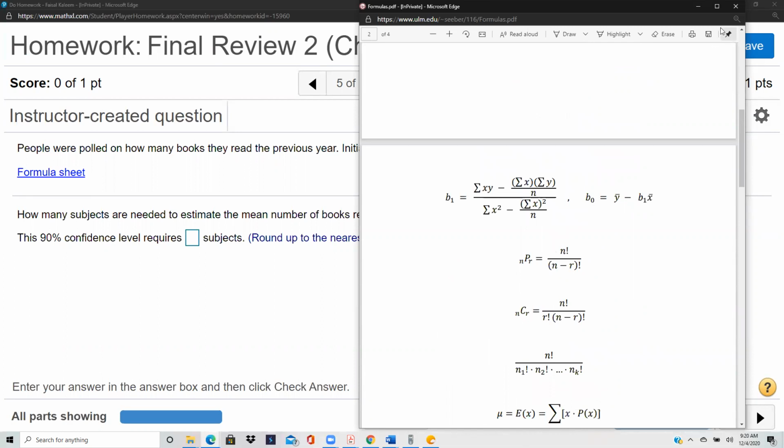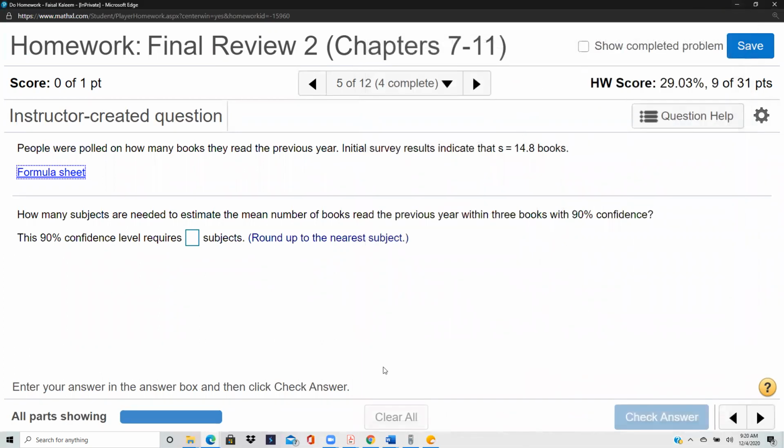Okay. So what do you think about this one? How many subjects are needed to estimate the mean number of books within 90% confidence? Within 3 books with 90% confidence.